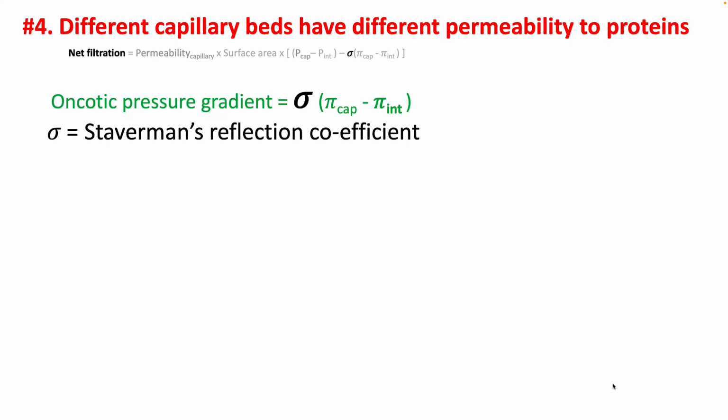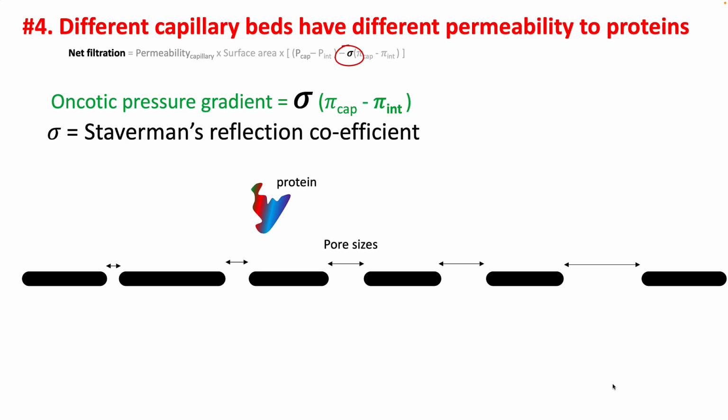Next, different capillary beds have different permeability to proteins, and here we are talking about your sigma, that's your Staverman's reflection coefficient. To understand reflection coefficient, think about protein size and the pore sizes. So if the protein is larger than the pore, it will not be able to pass through that pore, so everything will be reflected back. So if sigma is 1, that means 100% reflection. So these are completely impermeable.